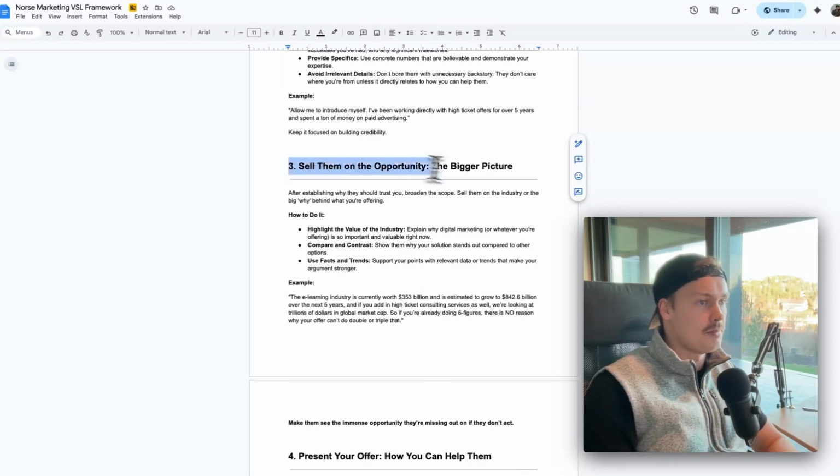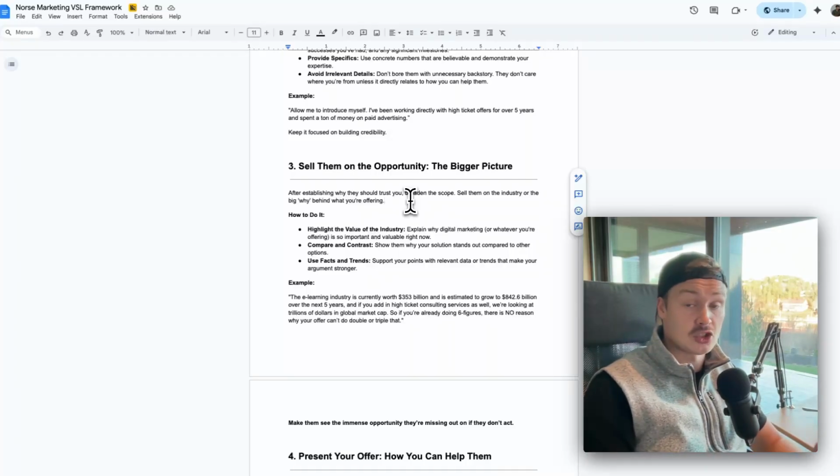Then you need to sell them on the bigger picture, the opportunity, right? Whether that is the industry or a specific choice that they should make, a specific change that they should make in their life. They need to be sold on why they should do the thing that you're selling, okay, or that you're selling the solution to. So after establishing why they should trust you, you need to broaden the scope, sell them on the industry or the big why behind what you're offering.